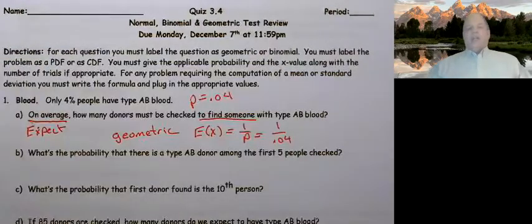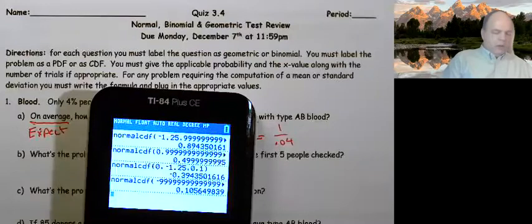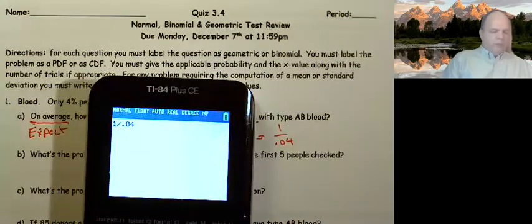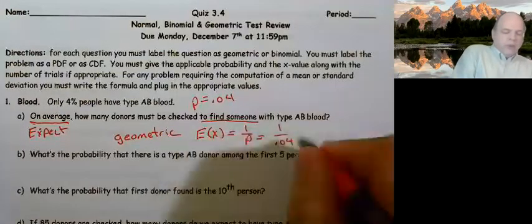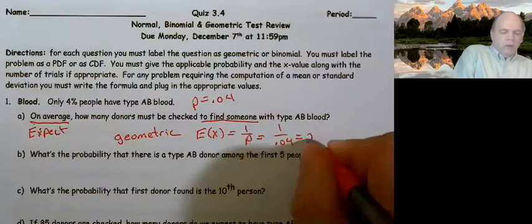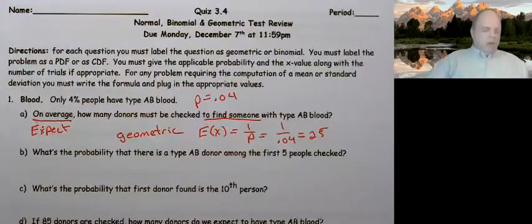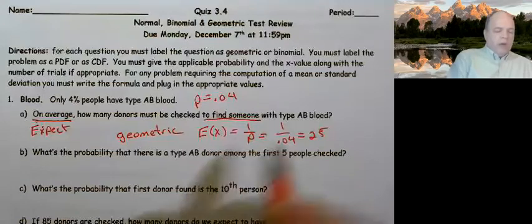I'm going to use the other calculator because I think it'll give a better screen. We'll try that again. 1 divided by 0.04, and we end up getting 25. So this ends up being 25 for my answer.